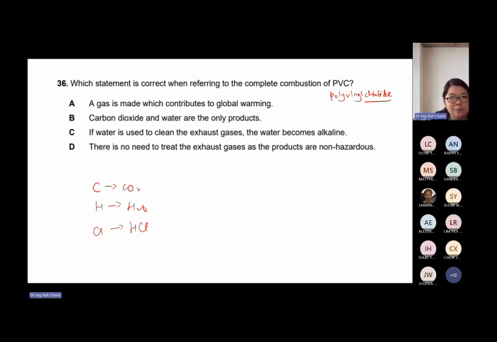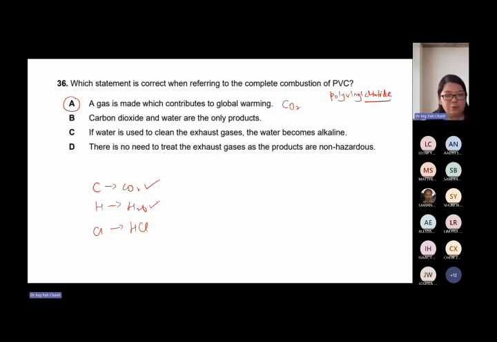What gas is contributing to global warming? CO2. Is CO2 produced from combustion of PVC? Yes. So 36 is A. Let's go first because it's correct. Now, B: CO2 and water are the only products.